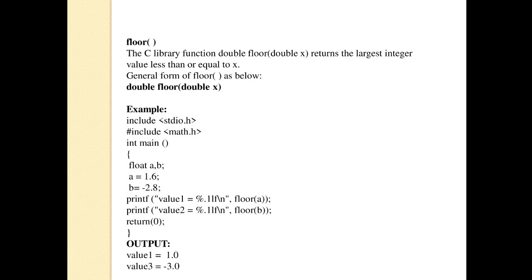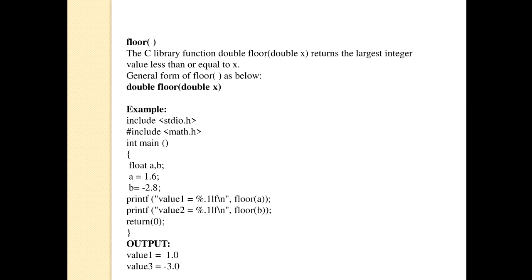And exactly the reverse in the case of the floor function. The syntax is very similar. It takes only one argument of type double. The difference is that it returns the largest integer value less than or equal to x. So you should only remember that the floor function rounds down to the nearest integer. In the case of ceil, it rounds up. In the case of floor, it rounds down, and you will be clear with the following example.